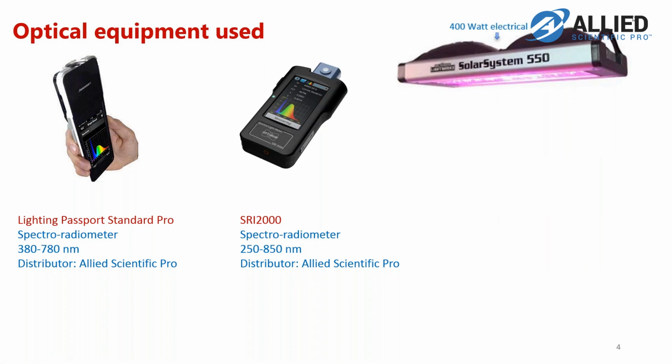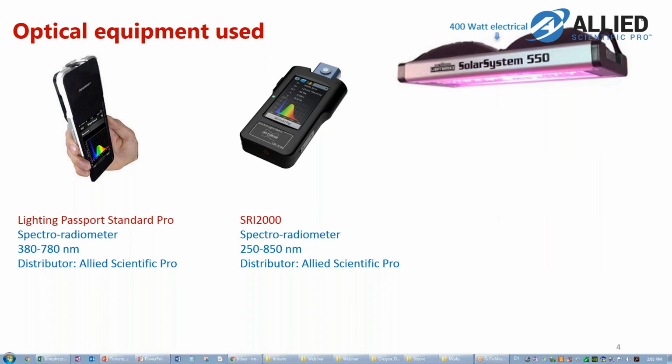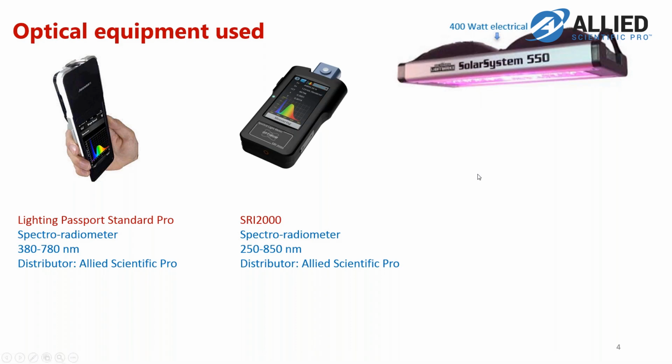As far as the lights are concerned, there is the Solar System 550. It's an LED panel made by California Lightworks. It draws 400 watts electrical, and it produces mostly blue and red light. I'll show you the spectrum of this later.